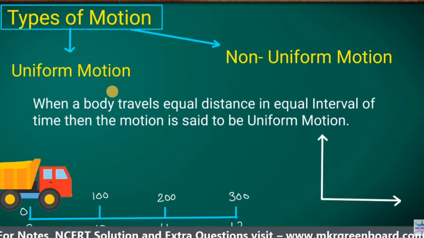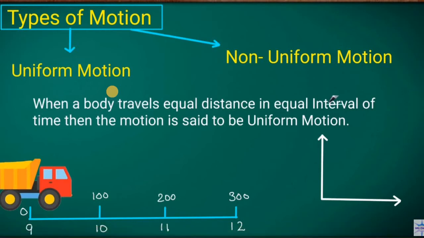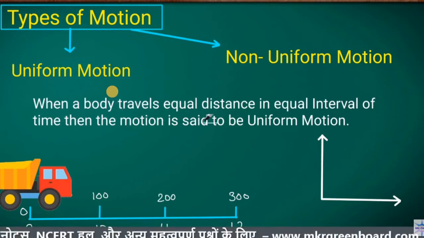Now the next one, types of motion. It is a new topic. According to the motion, it is divided into two types: uniform motion and non-uniform motion. Let's see uniform motion first. When a body travels equal distance in an equal interval of time, then the motion is said to be uniform motion. Here the body or object travels equal distance in equal intervals of time.